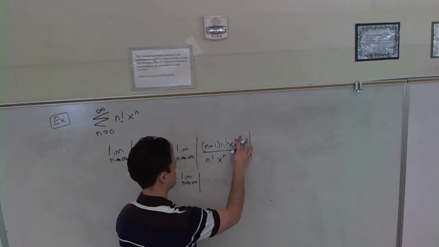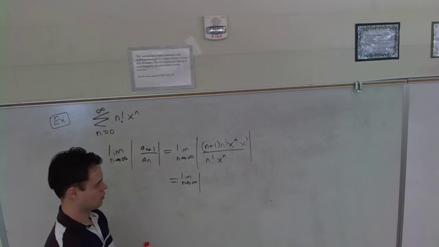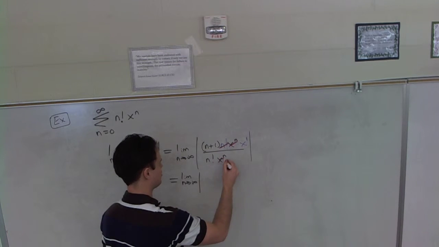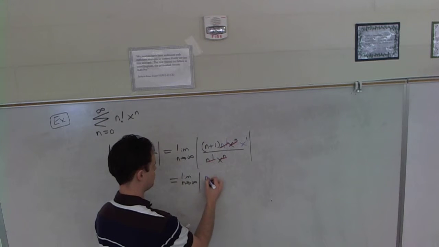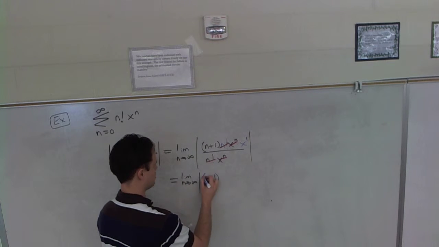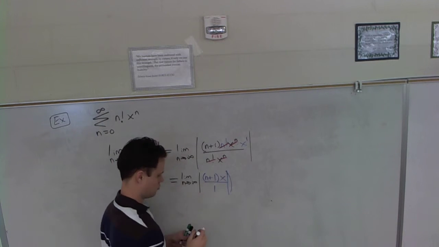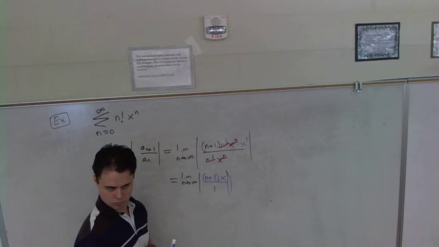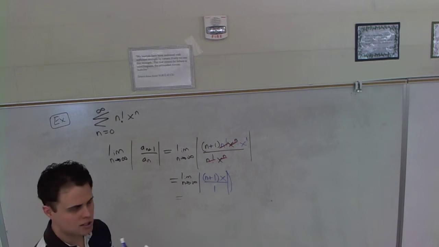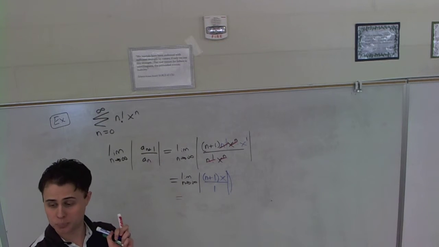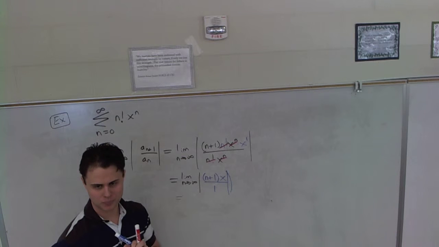And lots of good stuff cancels, and we get n plus 1 times x over nothing. So now think about this limit statement. It's a limit as what approaches infinity? n. This is constant with respect to that, isn't it?